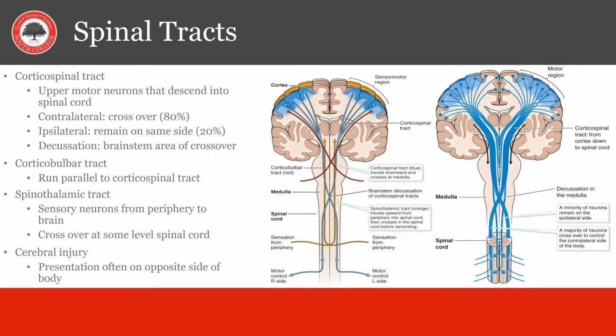Recall the spinal tracts and how they cross over at varying points. This is why when we study strokes, the symptoms will appear on the opposite side of the body of the stroke. For example, a right hemispheric stroke will affect the left side of the patient's body.